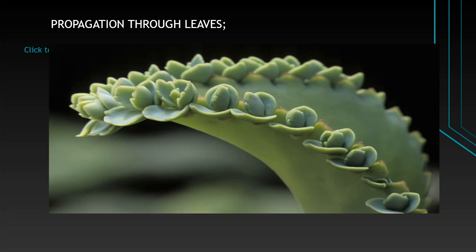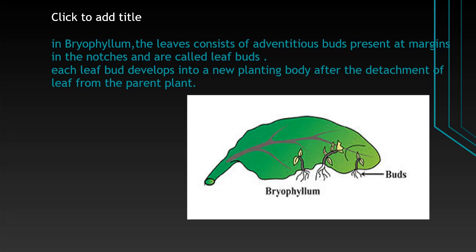You can just see in the picture how vegetative propagation occurs through leaves. Now we'll see what is vegetative propagation through leaves. One example I'll give: in Bryophyllum, the leaves have adventitious buds present at the margins in the notches, and these are called leaf buds. So till now what we know is that buds can give rise to a new plant body. Here each leaf bud develops into a new plant body after the detachment of the leaf from the parent plant. So you can see in the picture, once it gets off from the parent plant, it grows into a new plant.